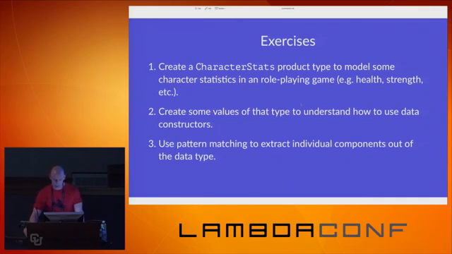So let's create a character stats product type that's going to model some character statistics in a role-playing game. So we'll have health and strength and whatever else you want to put in yours. Go ahead and stuff it in there as a product type. And then we're going to create some values of that type to understand how to use the data constructors. And then finally, I'm going to show you how to use pattern matching again to make that more concrete, to extract out components of that data type.